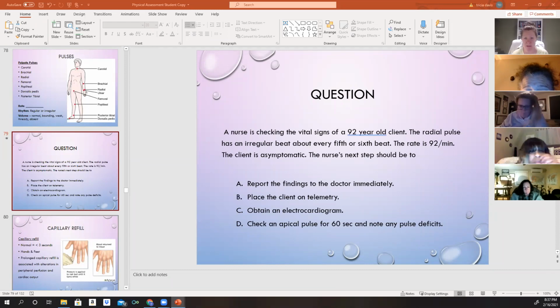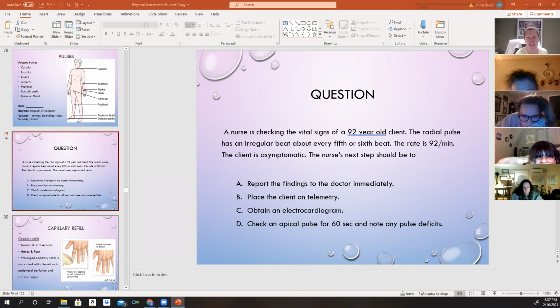So let's look at that question before we look at the answer. She's 92, that's fine. She's old. Her pulse is irregular, so we know that that's not normal. Irregular is not normal. What do we know about the rate? Is her rate normal or abnormal? It's within normal limits. So it's irregular, the rate is normal, and the client is asymptomatic. You want to pay attention to all three of those things.